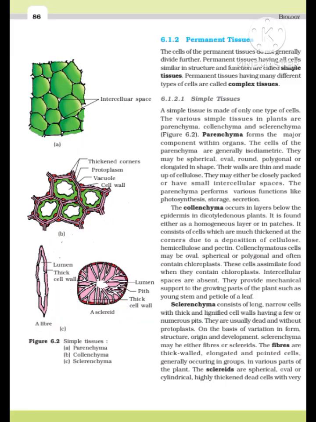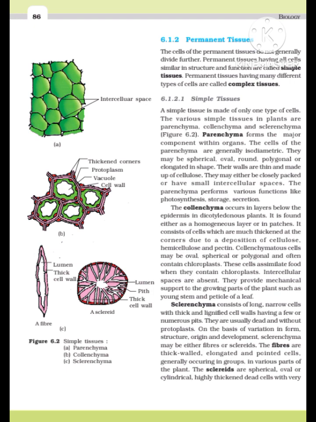6.1.2 Permanent tissues. The cells of the permanent tissues do not generally divide further. Permanent tissues having all cells similar in structure and function are called simple tissues. Permanent tissues having many different types of cells are called complex tissues.